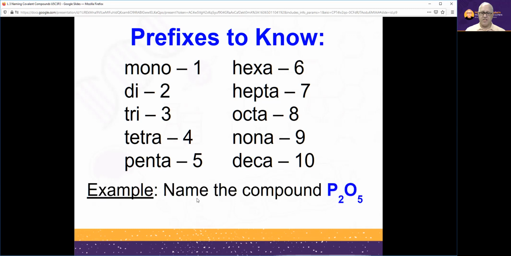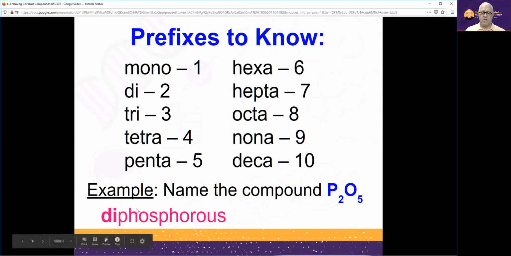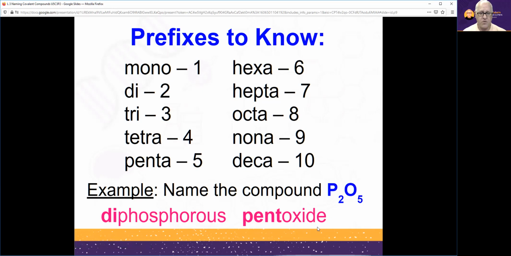So for example, let's name the compound P2O5. Well, this would be diphosphorus, because I have P, which is phosphorus, and there's 2 of them, so it's diphosphorus. And I have oxygen, and I've got 5 of them, so it's going to be diphosphorus pentoxide. Diphosphorus pentoxide.